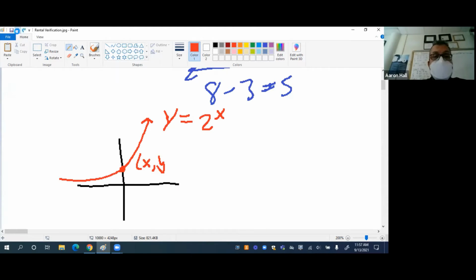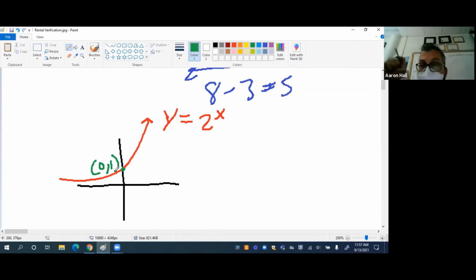If I want to find a y-intercept, what has to be 0? X. So we make this 0, and we get 1. The answer is 0, 1. That point right here is 0, 1.